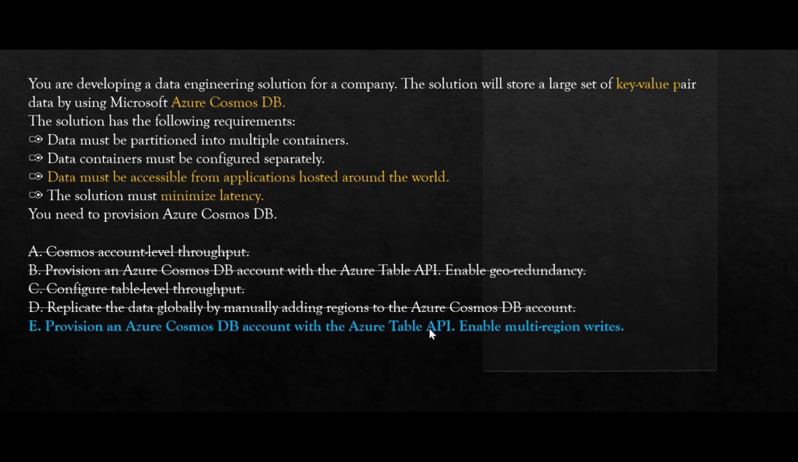So option E is correct. In this case, we are enabling multi-region writes. With multi-region writes, what happens is you will be meeting your minimized latency requirements, and the data can be accessed across the globe as well.